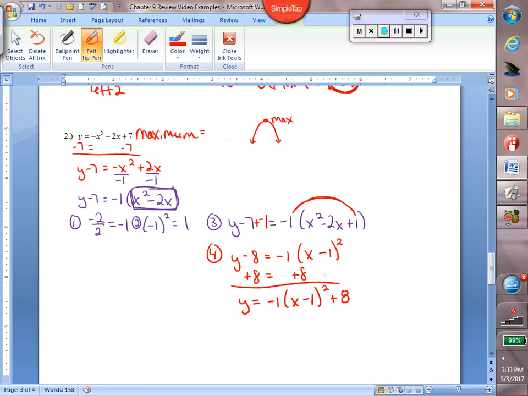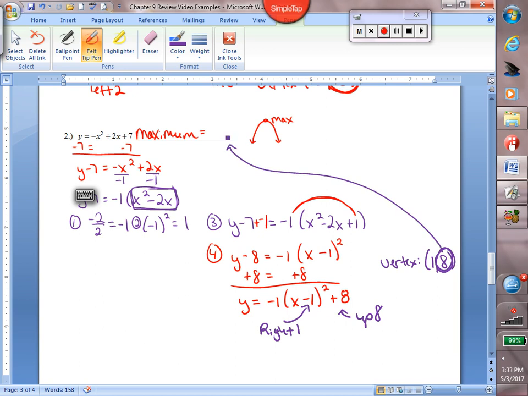Now we can pick out our vertex. We're going to go right 1. We're going to go up 8. So my vertex, right 1 is positive 1, up 8 is positive 8. My maximum value is the y value of my vertex. So we have a maximum of 8.